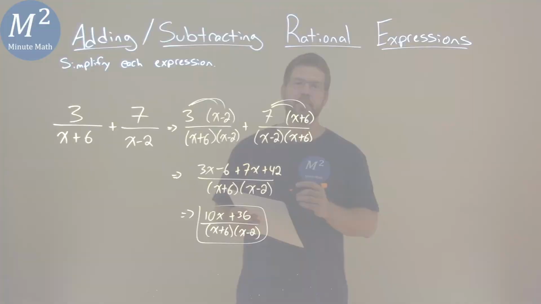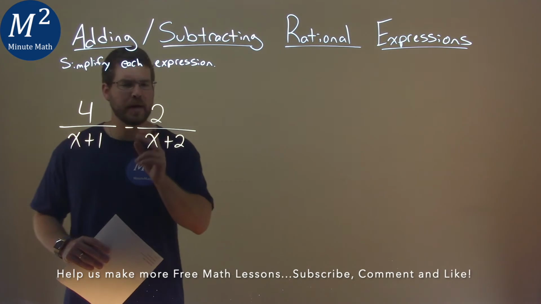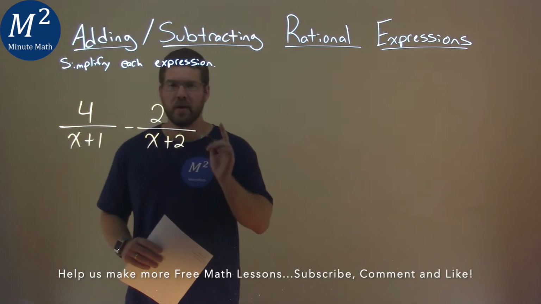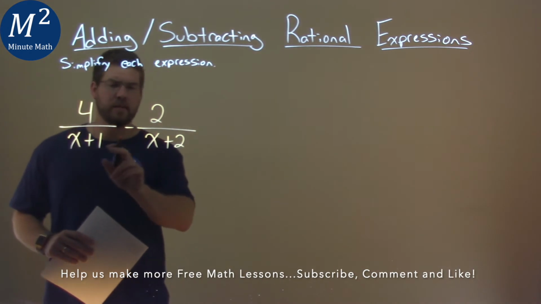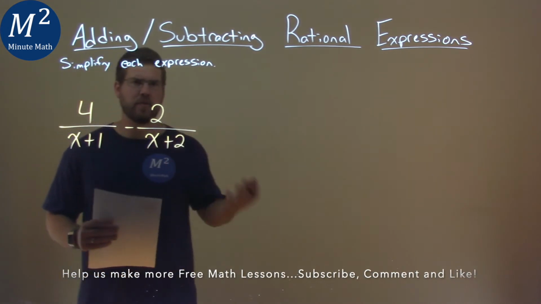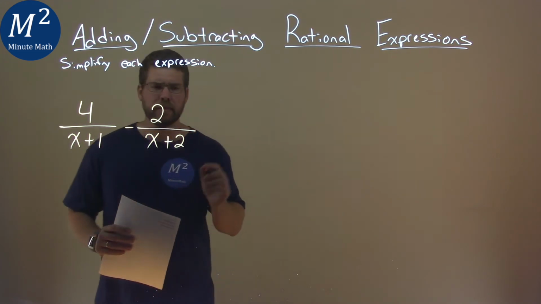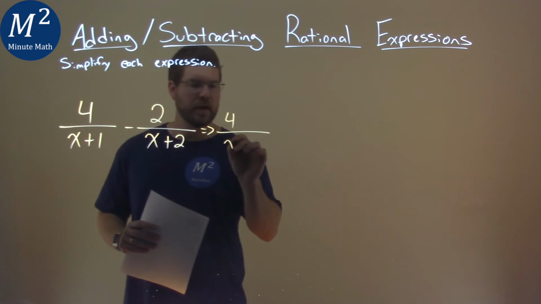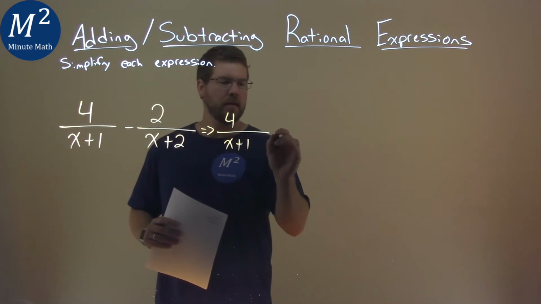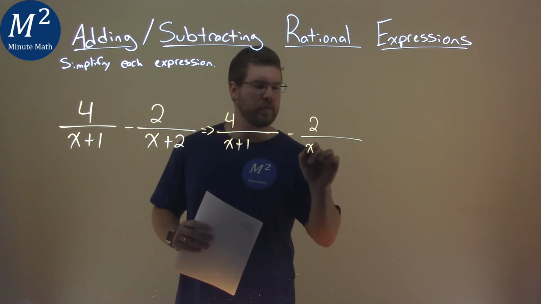We're given this problem right here, 4 over x plus 1 minus 2 over x plus 2, and we've got to simplify this expression. Notice we don't have the same denominator here, so we can't add the fractions. So we have to now find a way to have a common denominator. So with that, I have my 4 over x plus 1. Then I'm going to give some space, minus 2 over x plus 2.